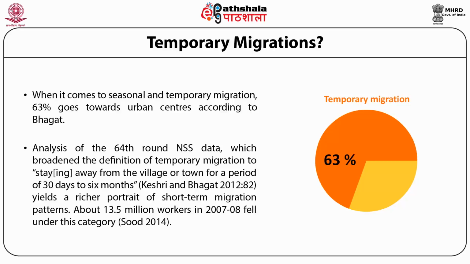The 64th round of NSS data broadened the definition of temporary migration. It defines temporary migration as staying away from the village or town for a period of 30 days to 6 months. This yields a richer portrait of short-term migration patterns. However, it suggests that only about 30.5 million workers in the period between 2001 to 2008 fall under this category. In comparison to informal estimates derived from primary studies, these numbers are believed to be undercounts of the true magnitudes.